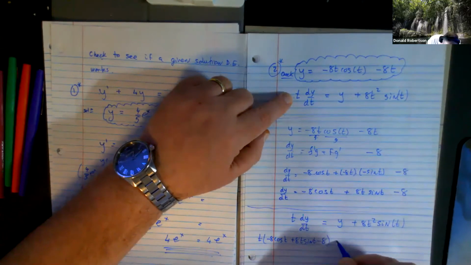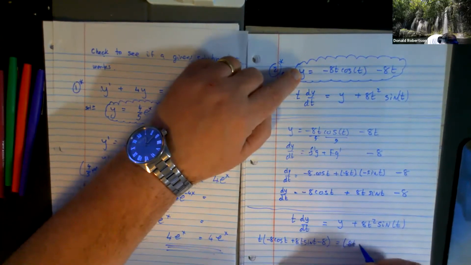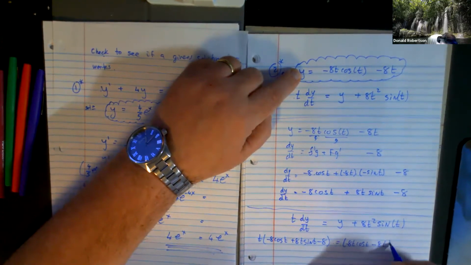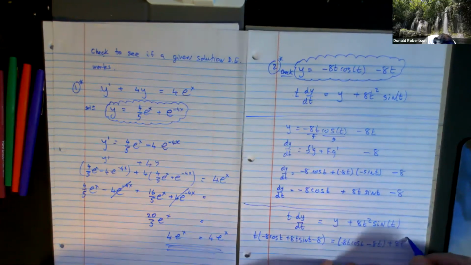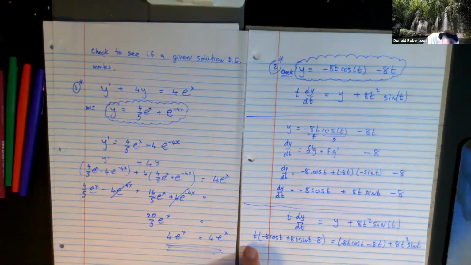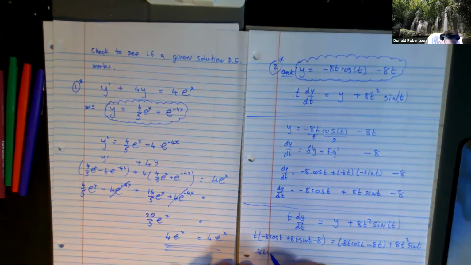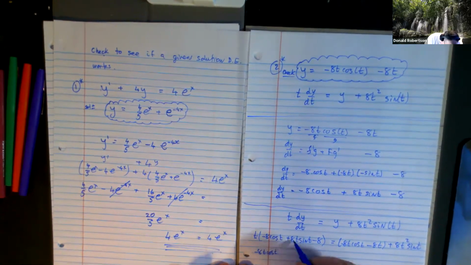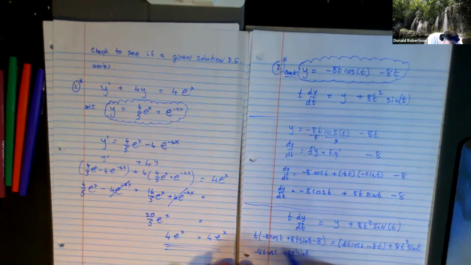Has to equal a y, which is this guy, plus 8t squared sine t. Right, let's FOIL this out and see what we get. I get negative 8t cosine t. Then I get 8t squared sine t. And then I get negative 8t.